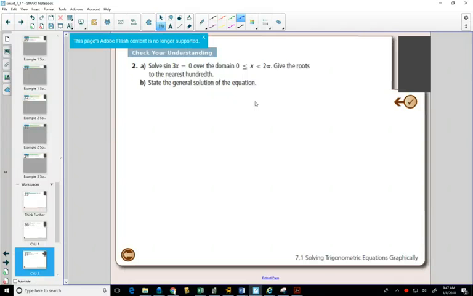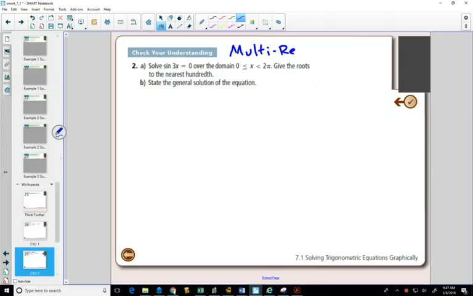The second part of 7.1 is another kind of question that I give a special kind of name. I call these ones multi-revolution questions. And we'll see why we call it that in a second.